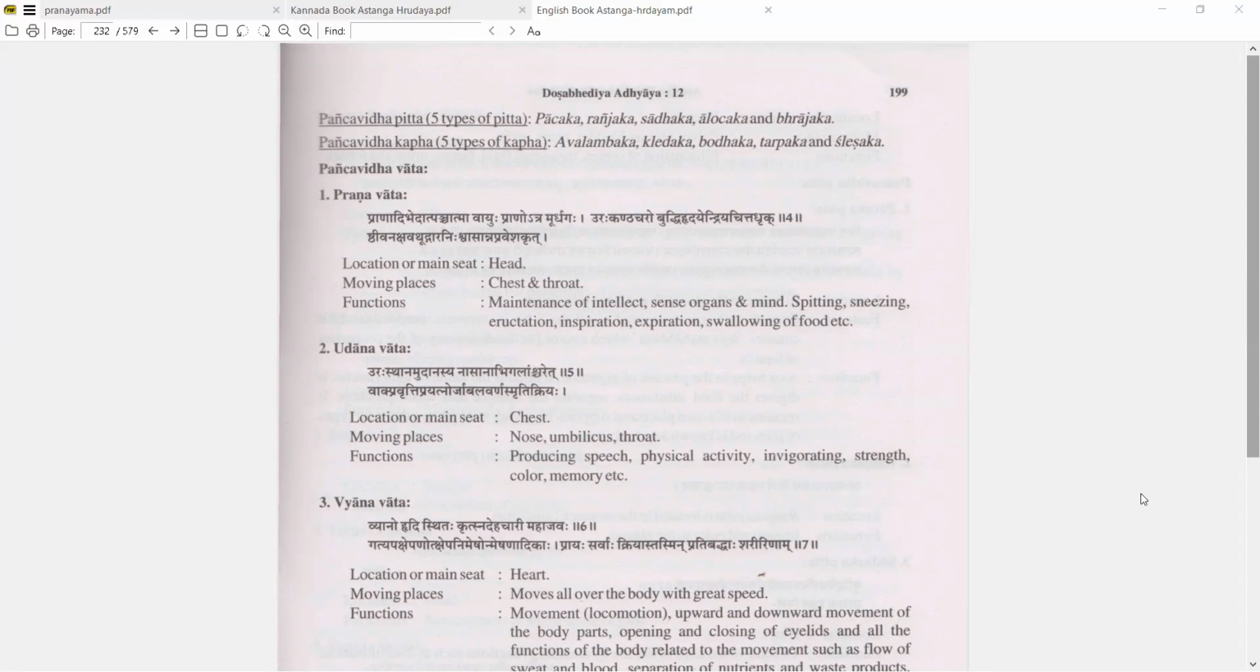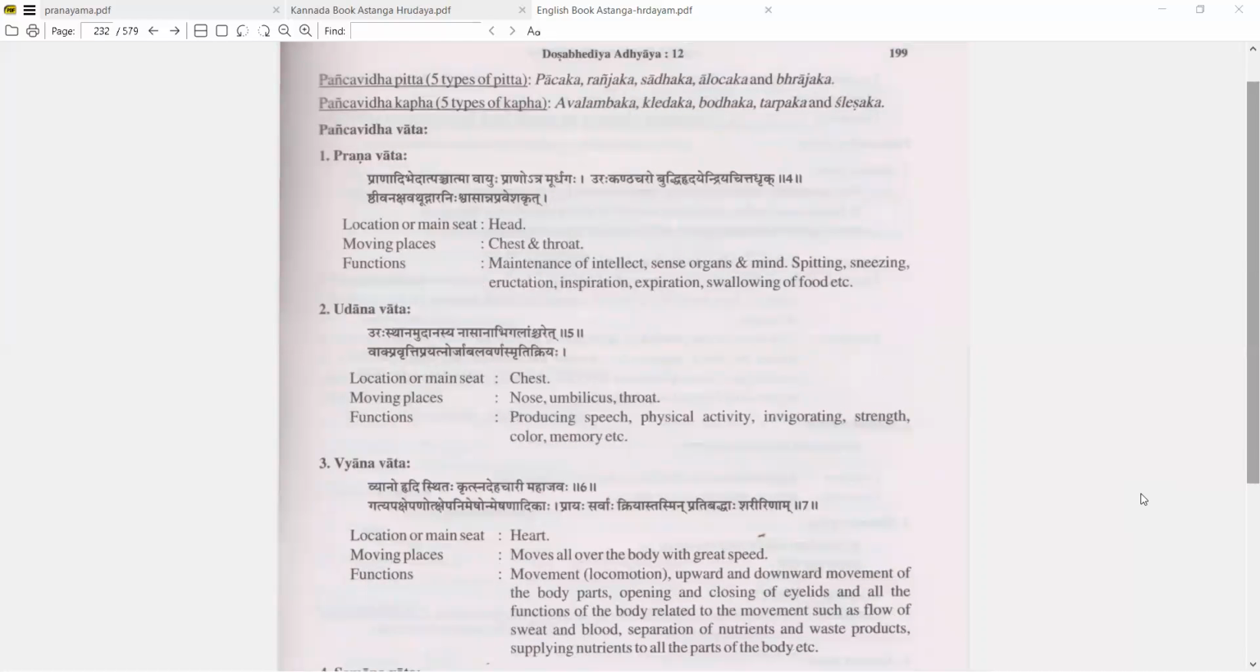Udana Vata, it is located in the chest. It moves in the nose, umbilicus and throat. Functions: producing speech, physical activity, invigorating strength, color, memory, etc.